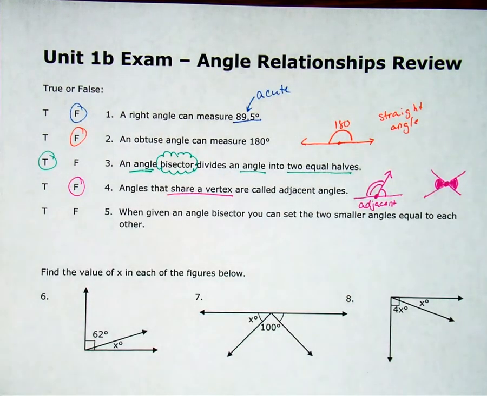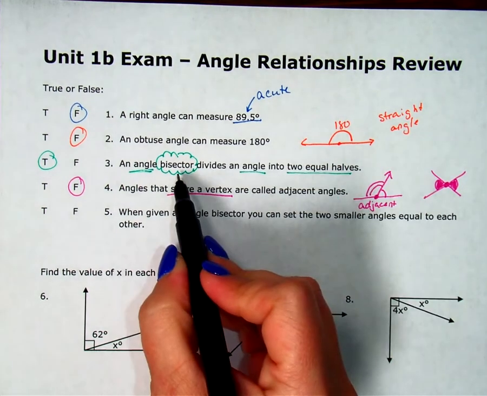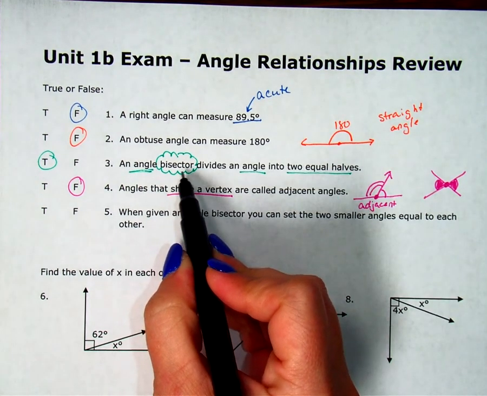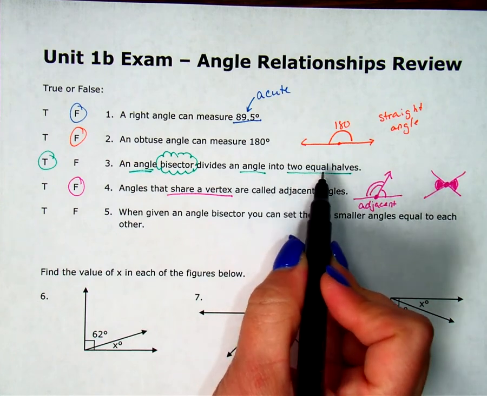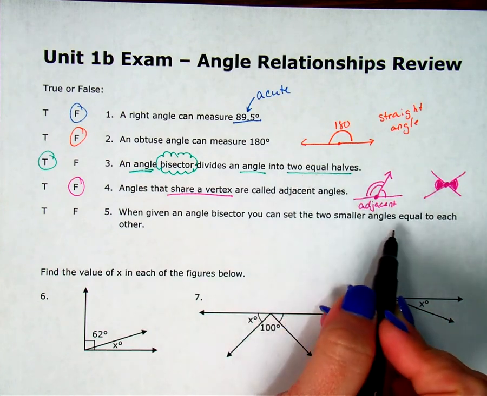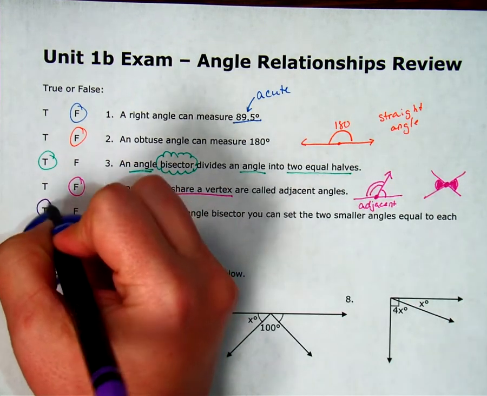Okay? Now number 5. When given an angle bisector, you can set the 2 smaller angles equal to each other. Yes, because just like on number 3, we did say an angle bisector divides an angle into 2 equal halves. So you can set the 2 halves equal to each other. That is a true statement.